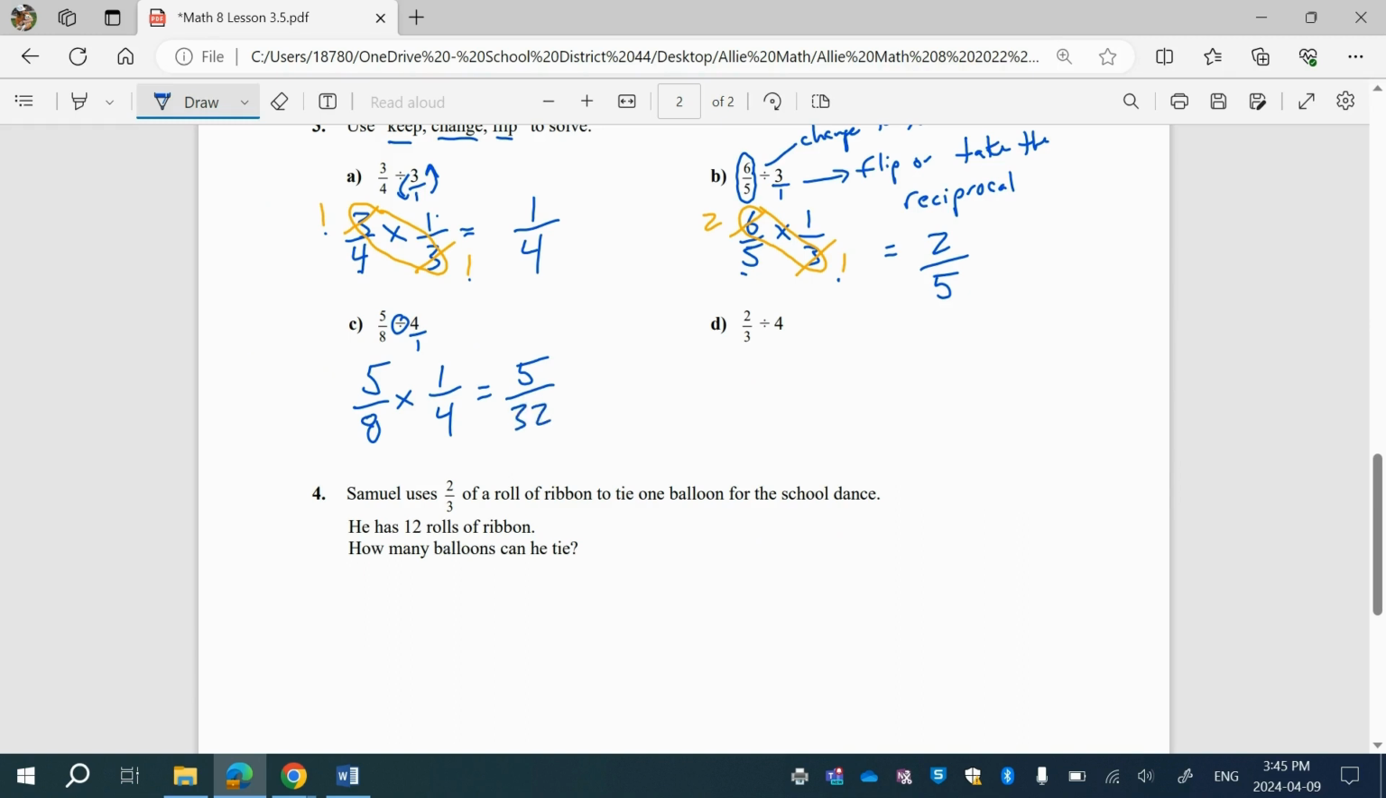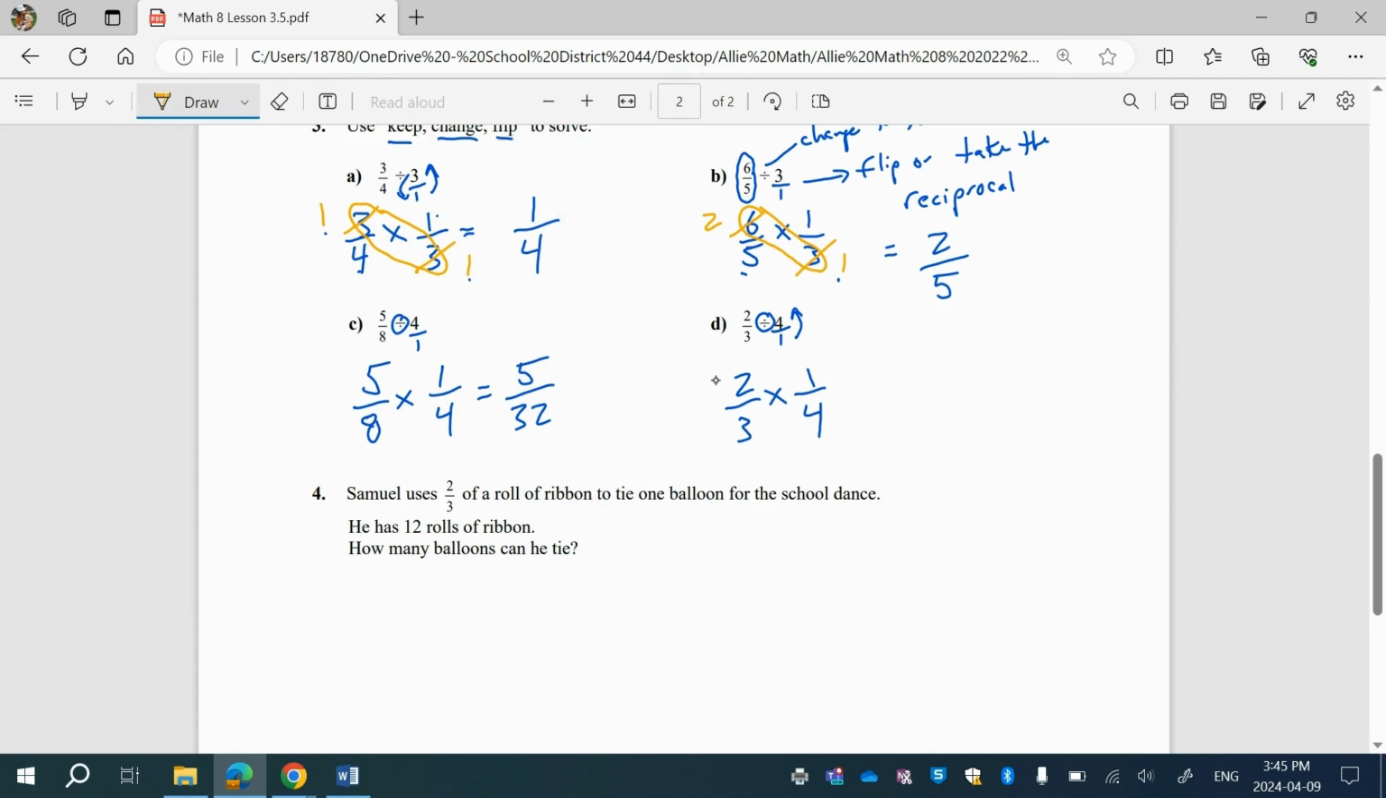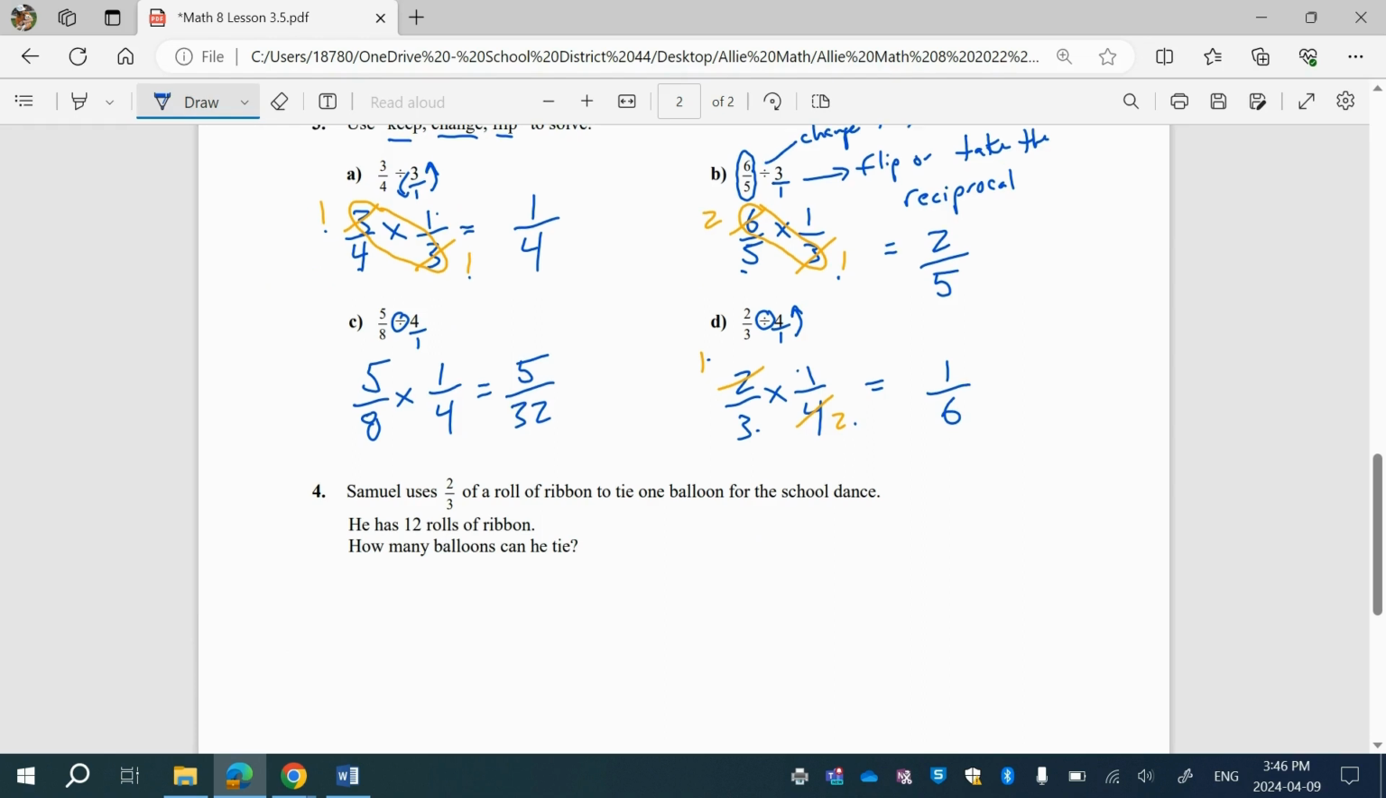And let's do our last one. This is going to be a 4/1. Keep our first fraction, change the symbol to multiplication, and flip the last one. 4/1 becomes 1/4. And now we're just going to multiply like we're used to. We can cross reduce. 2 goes into 2 once, and 2 goes into 4 twice. Now let's multiply our tops. 1 times 1 is 1, and 3 times 2 is 6. Let me give these a nice circle for you.